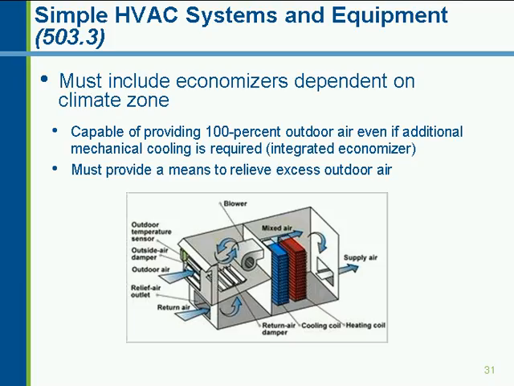All simple HVAC systems must include an air side economizer dependent on the climate zone. And that air side economizer must be capable of providing 100% outdoor air even if additional mechanical cooling is required to meet the load, and that's generally referred to as an integrated economizer. In addition, means must be provided to relieve the excess outdoor air when the economizer is functioning.